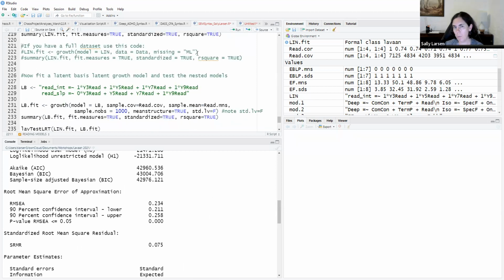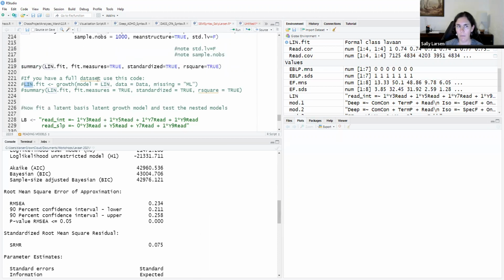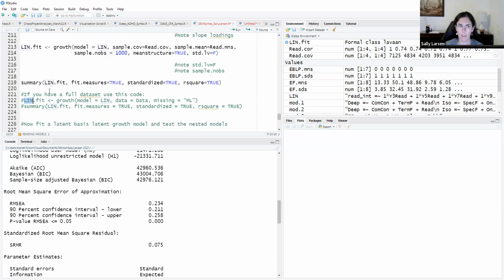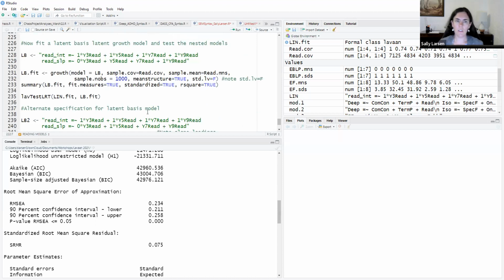I've just shown you what you do when you have a full data set. You just don't need those middle bits, these bits about telling the data what the data set is. Okay, so the second example I'm going to show you is something called a latent basis growth model. What a latent basis model does is it sets the increment of change at 1 from your first time point to your last time point.